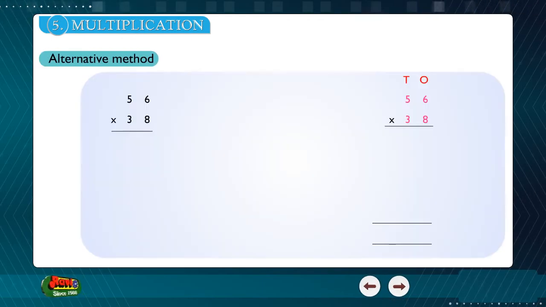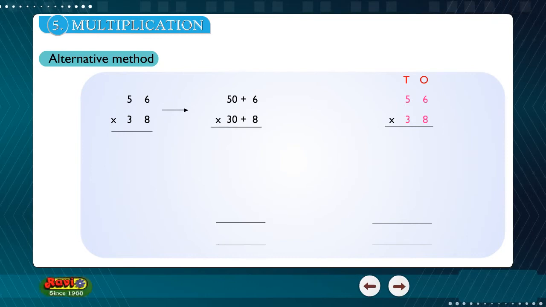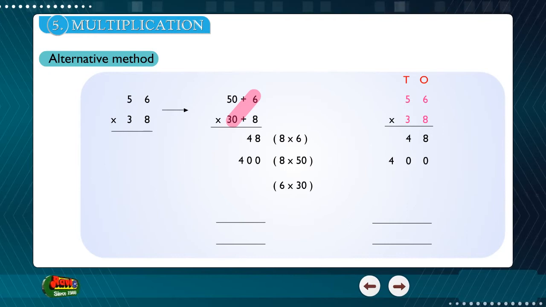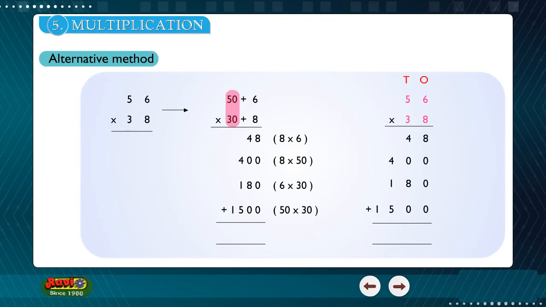Alternative method. 56 into 38 is 50 plus 6, into 30 plus 8. 8 into 6 is equal to 48. 8 into 50 is equal to 400. 6 into 30 is equal to 180. 50 into 30 is equal to 1500.